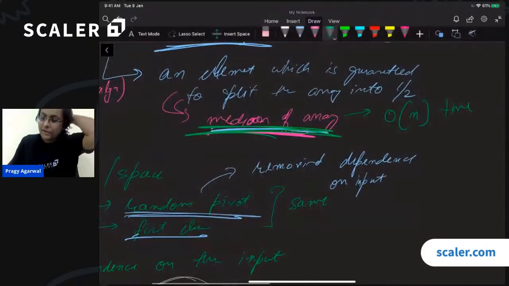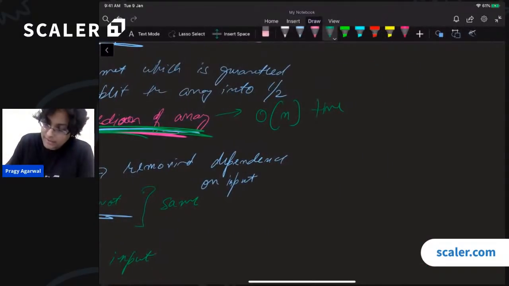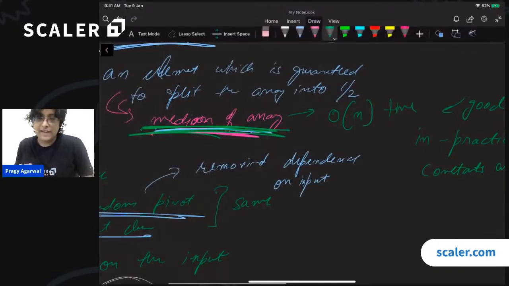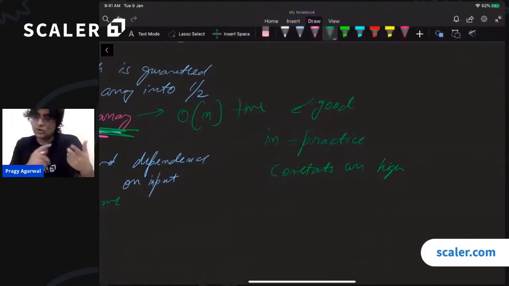However, even though asymptotically this is good, in practice, the associated constants are very high. Selecting the median of an array uses a lot of extra space. It uses a lot of extra things as well. You have to do a lot of different calculations. Asymptotically, it is better, but practically it is not cache efficient. It has a lot of different things which makes it practically not good.